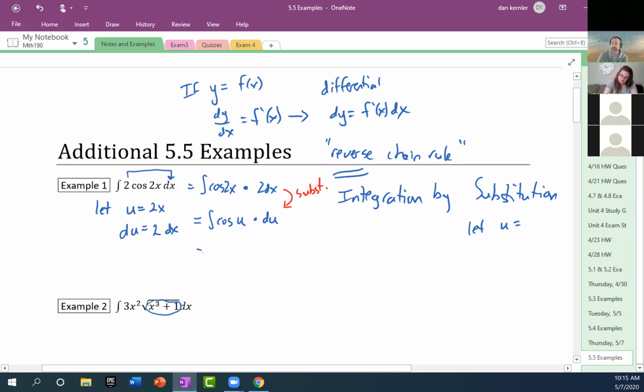But I've also made it easier, and that's what should happen. That's the point of this strategy. Because you know the integral of cosine u. What's the antiderivative of cosine u? Sine u. So this would be sine u plus c. And I'm basically done, but I have to put u back in. So this would be sine of 2x plus c.